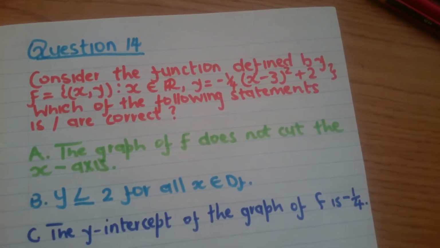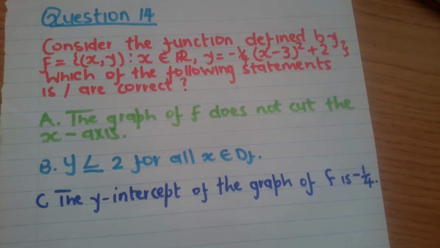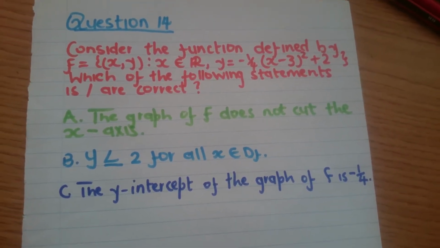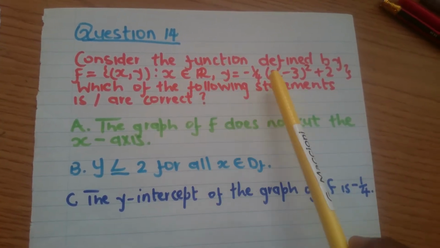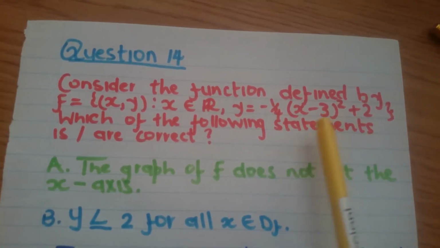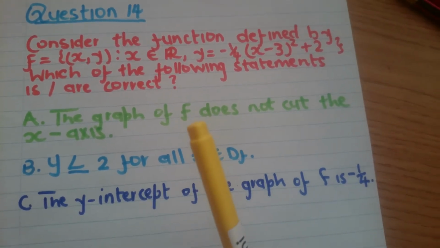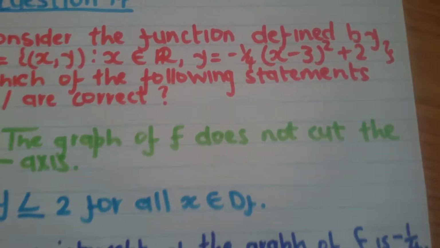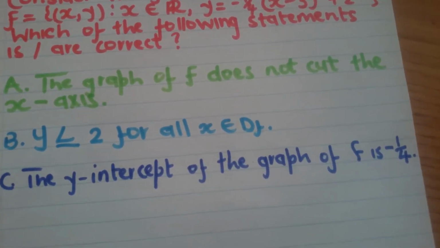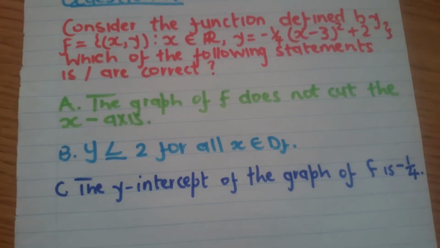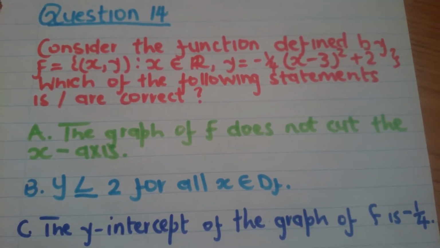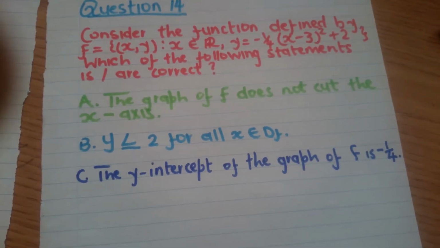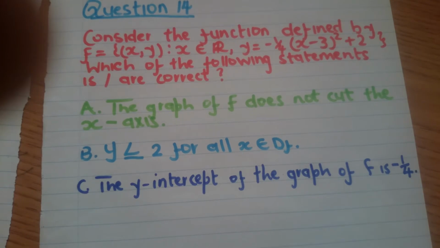So, the solution. They say consider the function defined by {(x, y)}, where x is an element of the real numbers, and y equals -1/4 ..., which of the following statements is correct. I'm going to take the whole function and put it down here, and expand it. The first option says the graph does not cut the x-axis. We can't just look and say it does or does not cut, so I'm going to take the equation and find the x-intercept and see what happens.